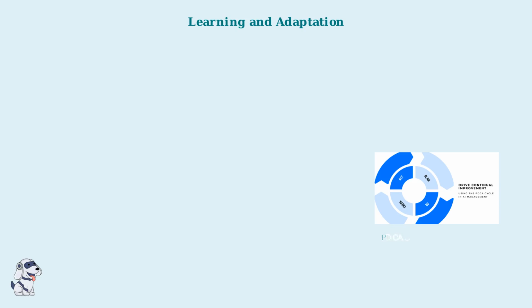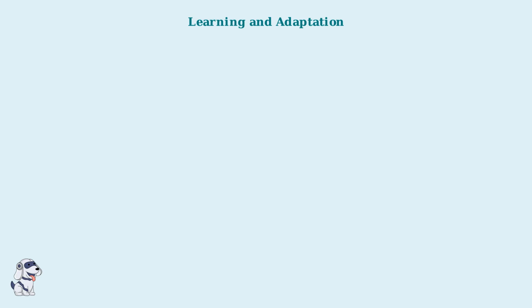This process includes checking for model degradation and adjusting based on new data. The Plan, Do, Check, Act cycle provides a structured approach to continual improvement, helping agents plan changes, implement them, check results, and act on findings. Through pattern recognition and feedback loops, agents continuously improve their decision-making. This makes AI agents more effective and intelligent over time.